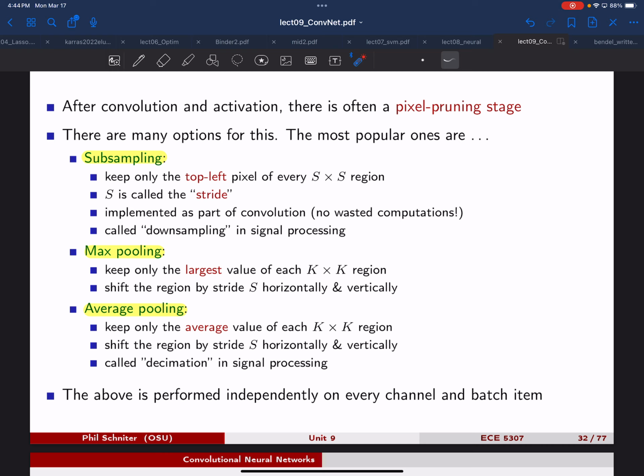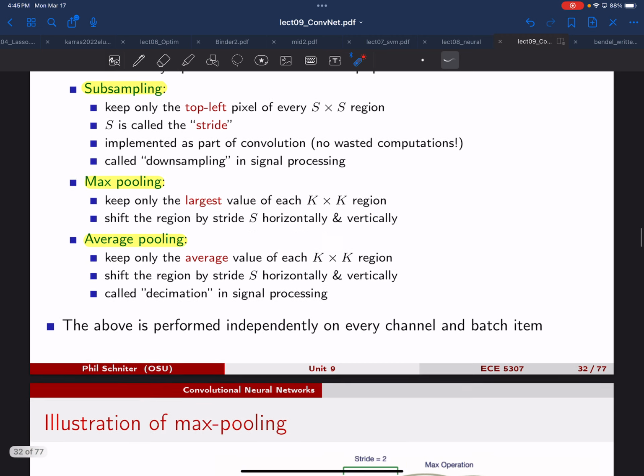Okay, so max pooling, what you do is you have the same notion of stride. You're shifting around a certain region by S horizontally and vertically. But actually that region could be bigger than S by S. It could be a K by K region where K is bigger than S. And rather than keeping the top left, you keep the largest value in the region.